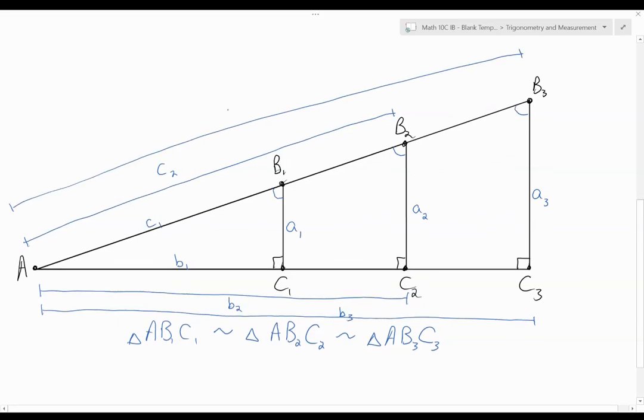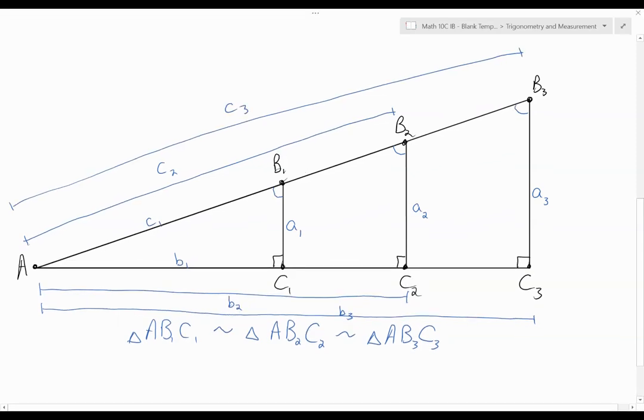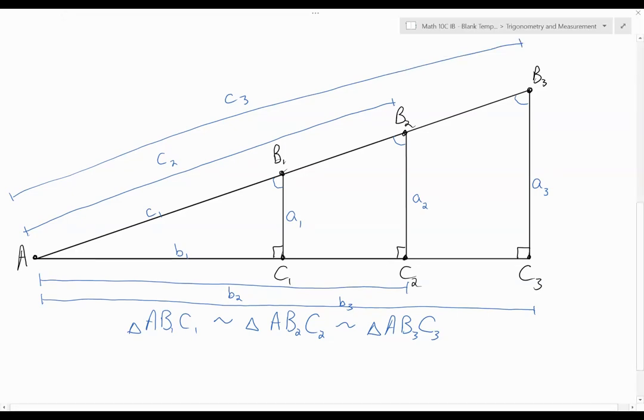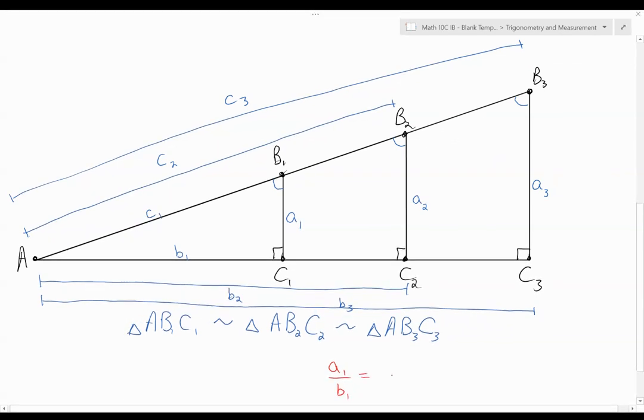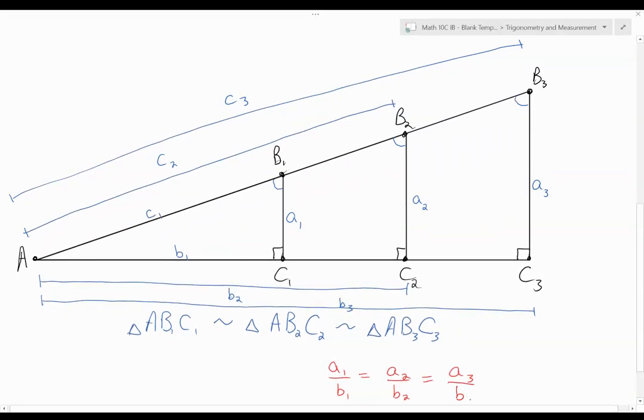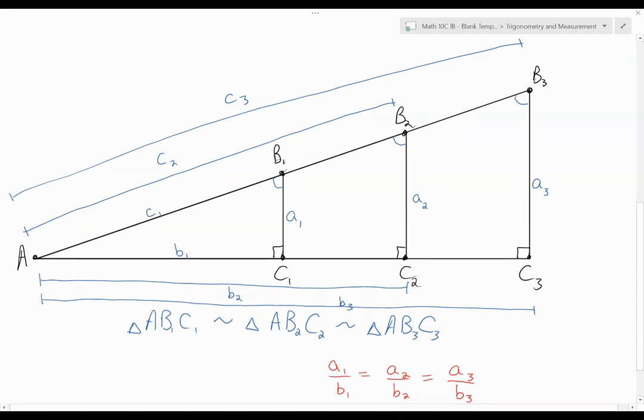Now, because these triangles are similar, we have proportions. So for example, the ratio of A1 to B1 has to be the same as the ratio of A2 to B2, which has to be the same as the ratio of A3 to B3. We've already seen this as slope. The hypotenuse is all one line, so the slope between A and B1, A and B2, and A and B3 has to be constant, and that slope would be the vertical change, A1, over the horizontal change, B1, or A2 over B2, or A3 over B3.